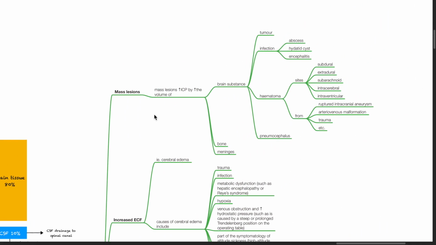Mass lesions. Mass lesions increase ICP by increasing the volume of brain substance, bone, and meninges. For brain substance, tumor, infection, hematoma, and pneumocephalus can increase brain substance. Infections such as abscess, hydatid cyst, and encephalitis. Hematoma may be located at subdural, extradural, subarachnoid, intracerebral, and intraventricular locations. It may be due to ruptured intracranial aneurysm, AVM, and trauma.